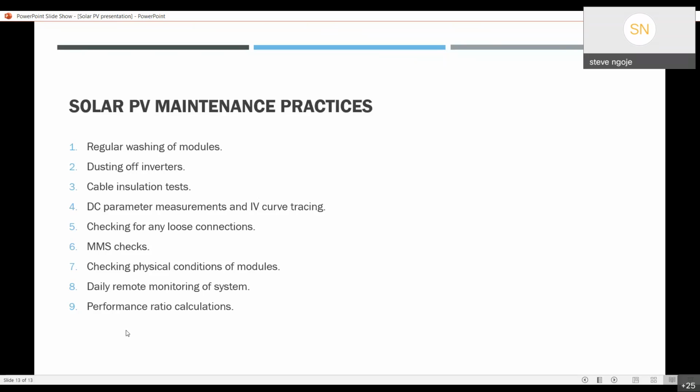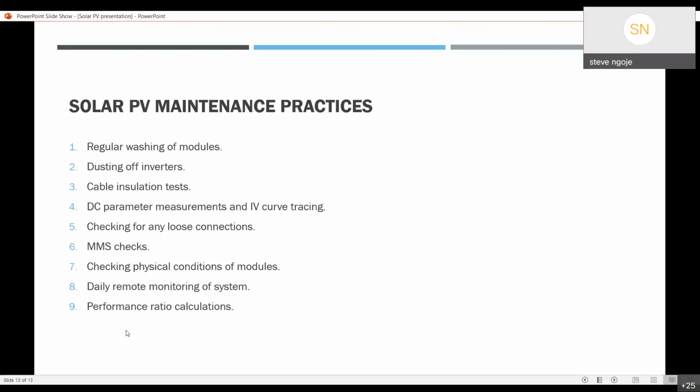And the IV curve tracing also shows you the change in the relationship between the voltage and the current, VMP and IMP, or VOC of that module. It needs to be within permissible quantities.